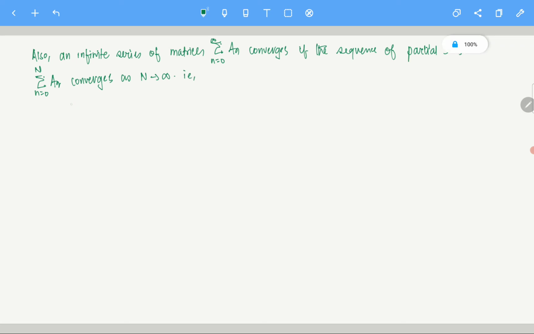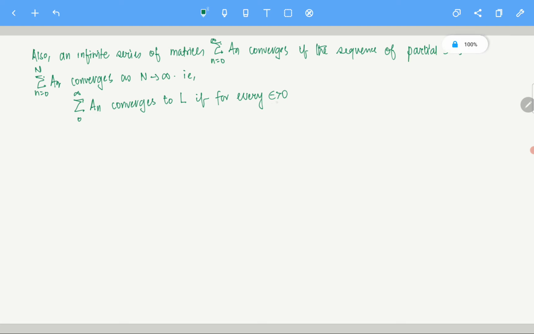That is, you can say that the infinite series, summation 0 to infinity An, converges to a matrix L, if for every epsilon positive, okay, this definition is exactly what we did for real numbers, so there is nothing to worry about. Just let us put it in the framework of matrices, that's all.